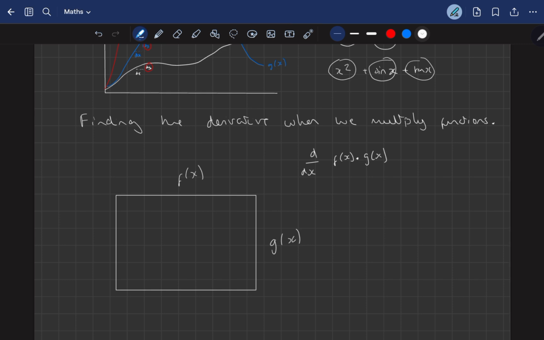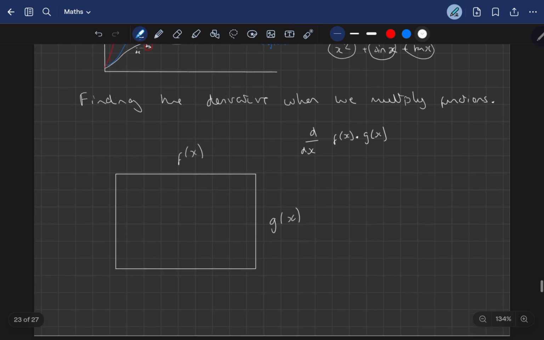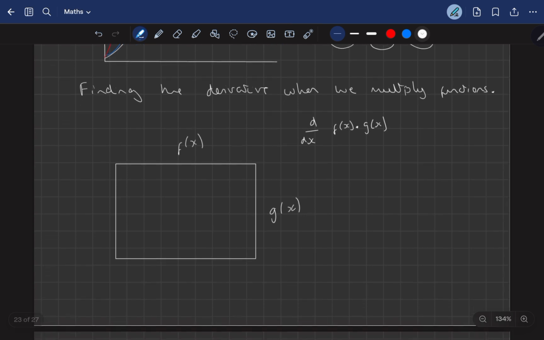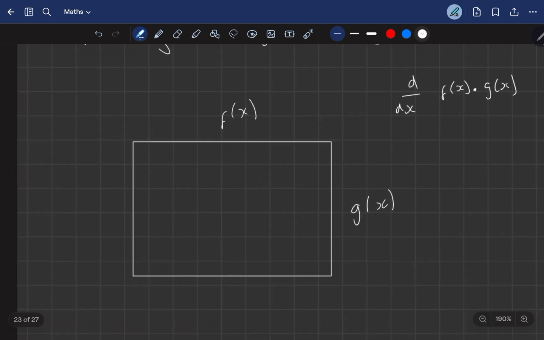Now, f of x times g of x can be represented as an area. As you can see here, there's this box with width f of x and height g of x. Again, a derivative is what happens to the output of the function as we change the input by a very small amount. And the output of this function right here is just the area. So if we take a very slight nudge in x, what is the change in area of this rectangle? So let's work this out.